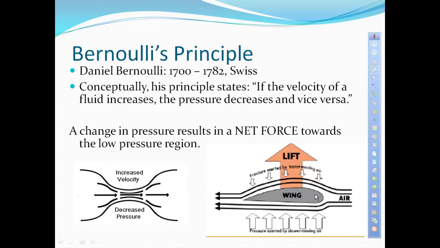And the top part of the wing is very aerodynamic, and it allows the air to flow over it faster than the bottom part of the wing does. So the air moving on top of the wing is moving at a higher velocity, which means that the pressure on the top of the wing is less than the pressure on the bottom of the wing. And so the airplane experiences a net force upward, and it helps to provide that lift so the airplane can get off the ground.